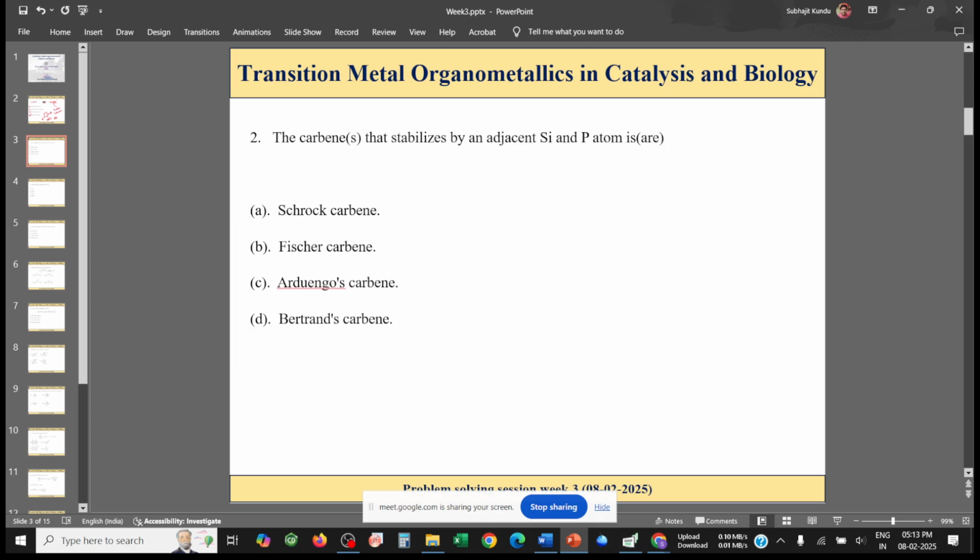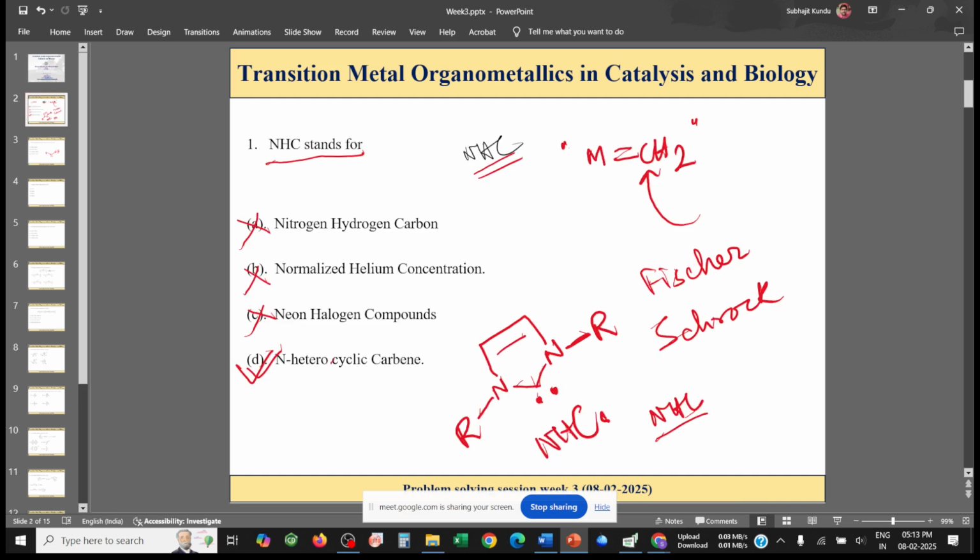The carbene is stabilized by an adjacent silicon or phosphorus atom. So we have the carbene carbon, and if we have an adjacent phosphorus or silicon, this is the carbene lone pair. As you can see in the previous slide, when we have the carbene carbon adjacent to two nitrogens, we call it N-heterocyclic carbene, and this carbene is stabilized by these two nitrogens.